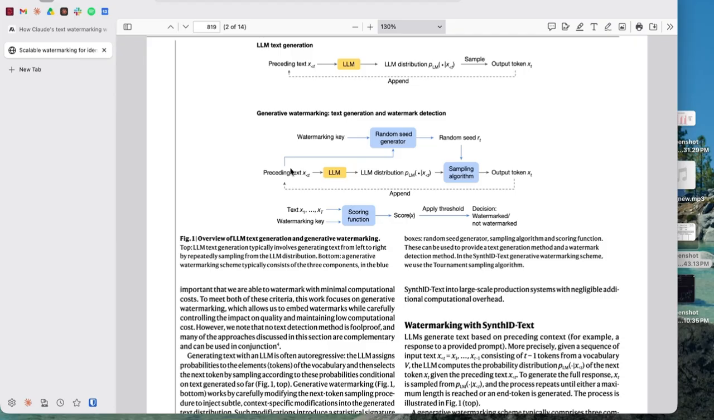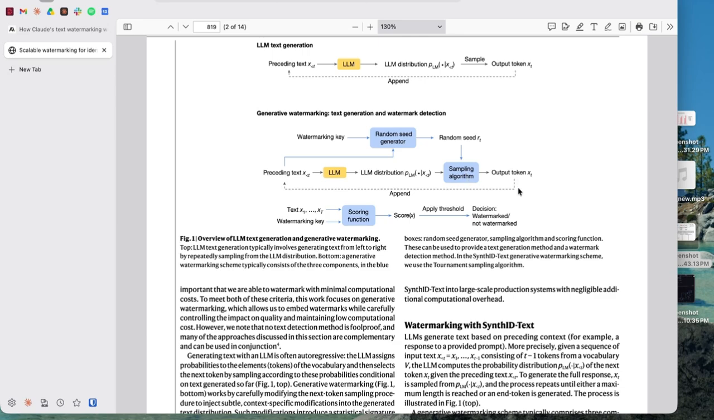But let's go back to that preceding text now. You're going to take your preceding text and put it into your LLM, just like you do with the regular algorithm. The LLM has some distribution of outputs, the next token that it could generate, given the text that it's seen so far. And now that distribution, along with the random seed that you are still holding in your hand from a second ago, those two are inputs into a sampling algorithm. And then from that sampling algorithm, the output token is selected.